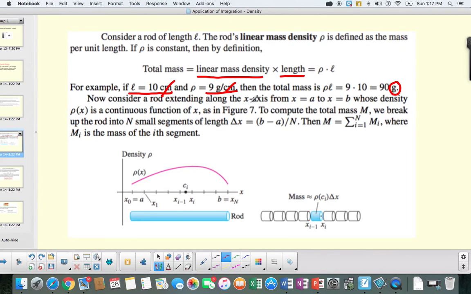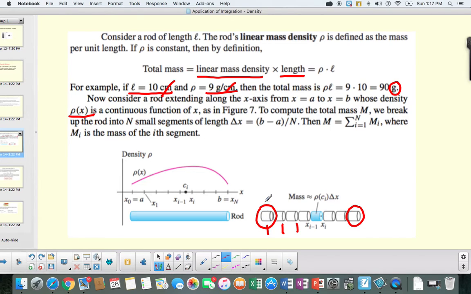But let's consider a rod that's extending along the x-axis whose density is continuous and dependent on its location on the x-axis. So if the density is changing, maybe it's becoming more massive as we go further and further out, then we've got to take a look at it in little pieces. If we divide the rod into little pieces, each little piece is fairly constant, it isn't changing much, compared to maybe this piece over here that has a different density versus this one.